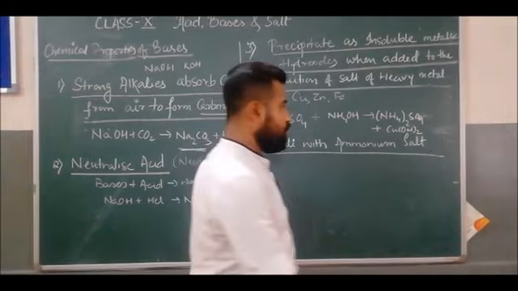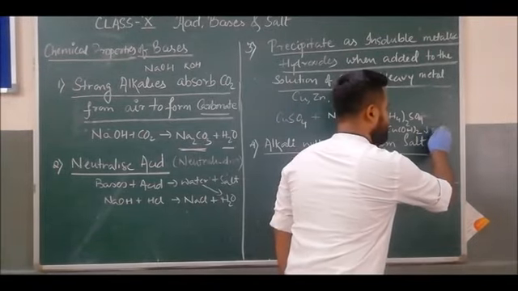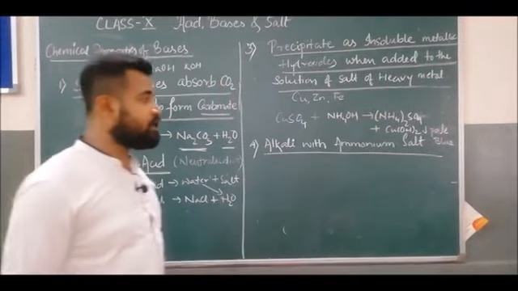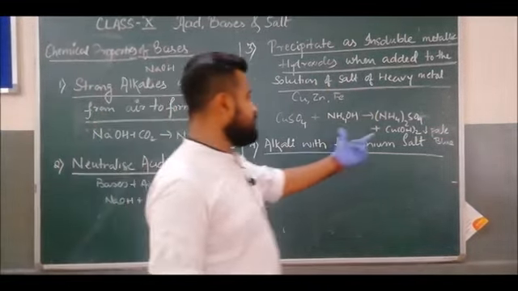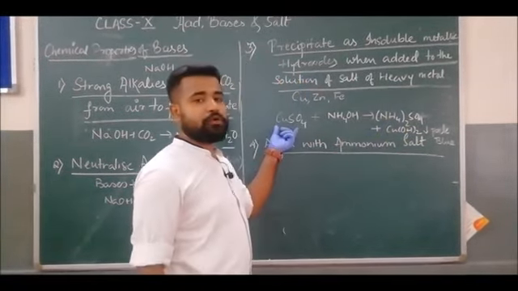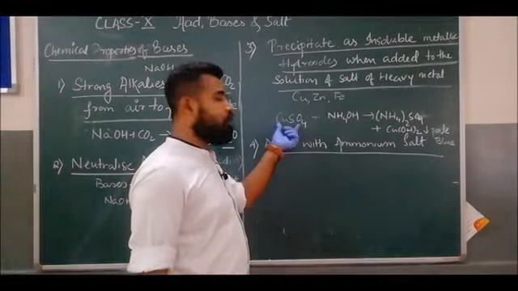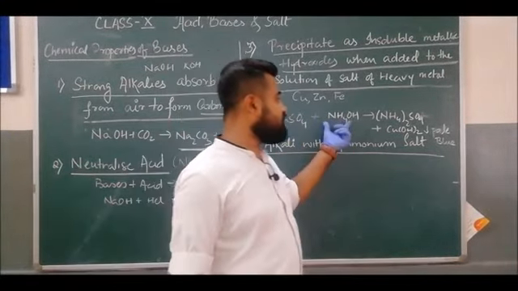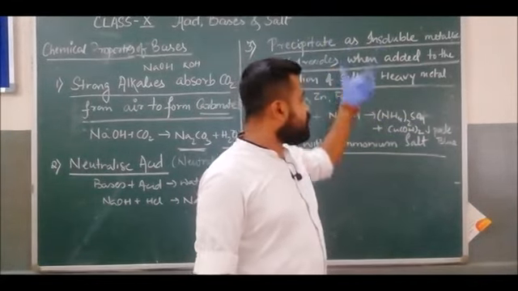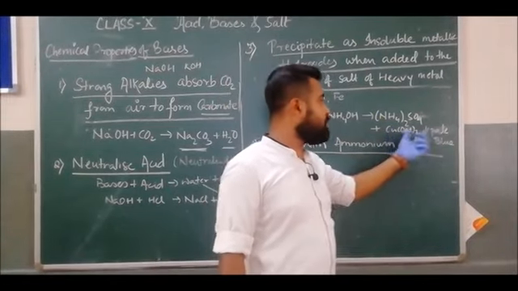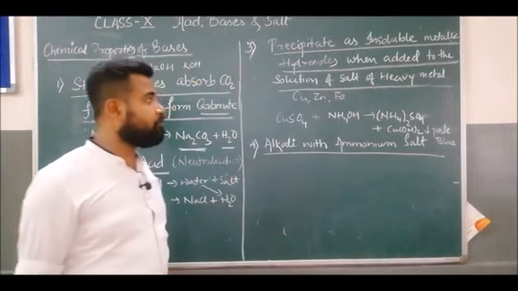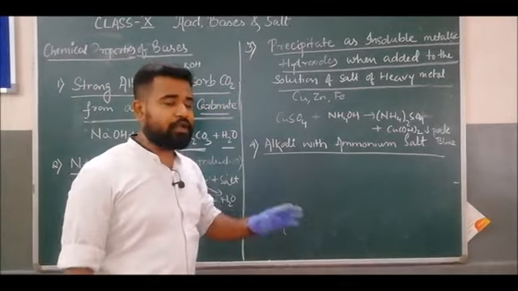Copper hydroxide will precipitate in the form of a pale blue color. The characteristic color of copper hydroxide is pale blue. So this is the insoluble precipitate of the heavy metal whose salt is used here. So when the heavy metal salt, copper sulfate, is treated with the base, it gives ammonium sulfate and the precipitate of insoluble metallic hydroxide, that is copper hydroxide, which has a characteristic pale blue color. So this is the third chemical property of bases.